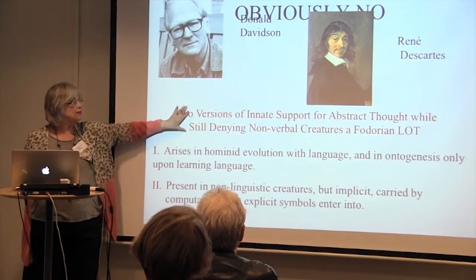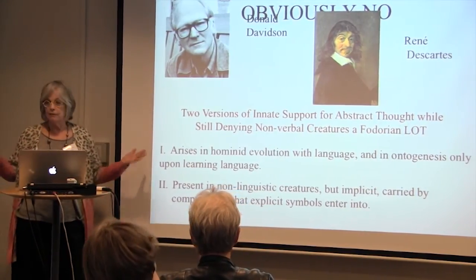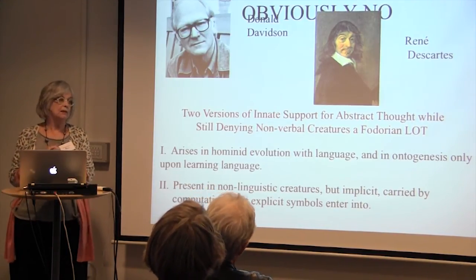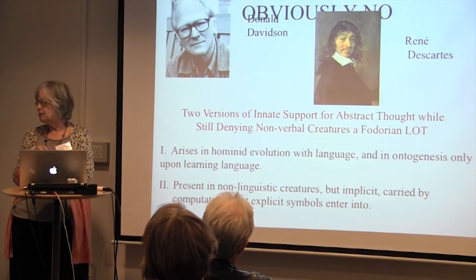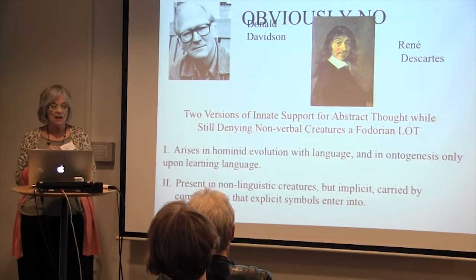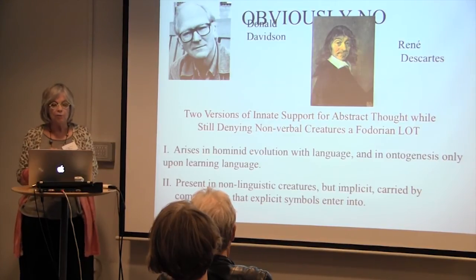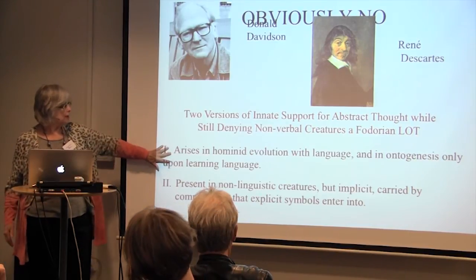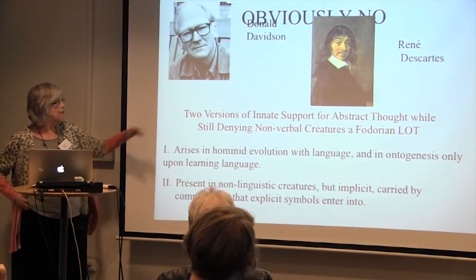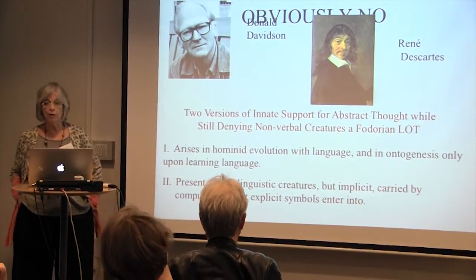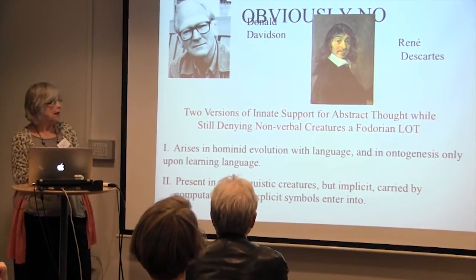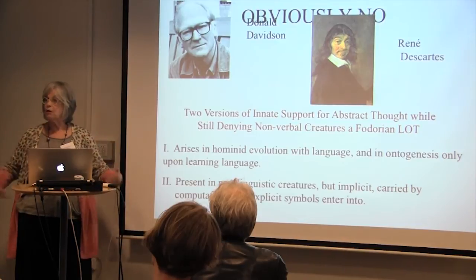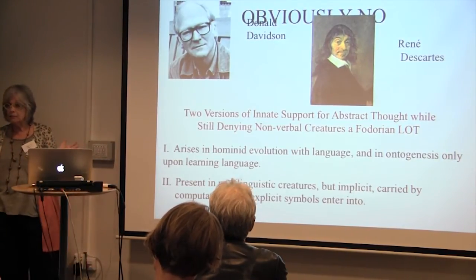Now, there's two versions of this hypothesis. I certainly believe there has to be innate support for abstract thought for us humans, because I accept the argument: how else are we going to learn it, right? But you could still deny nonverbal creatures a Fodorian language of thought, I think, in two sensible ways. One is you think, well, maybe this kind of thought arises in hominid evolution with language, co-evolves with language, and it arises in ontogenesis only upon learning language. So the innate support is part of what supports learning language. That's a sensible possibility.